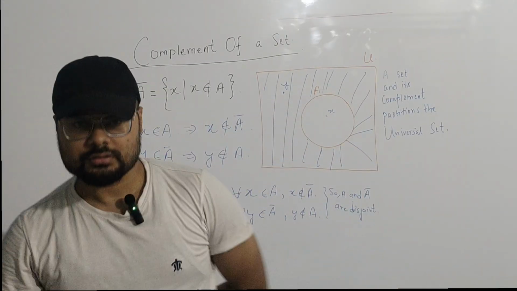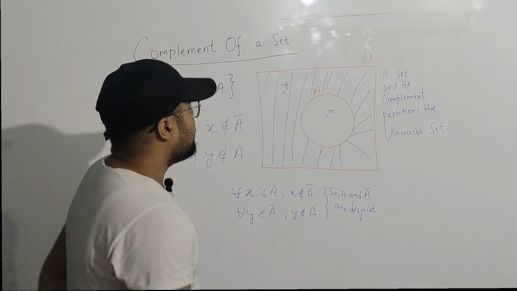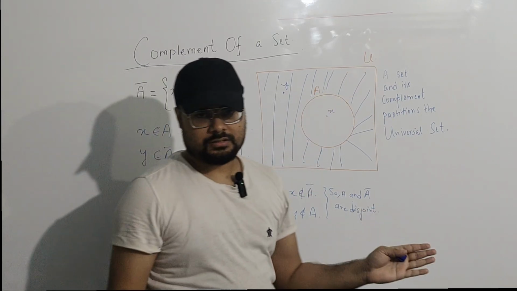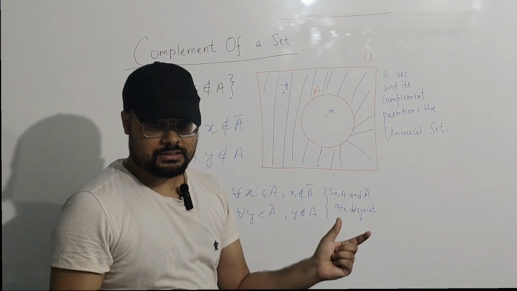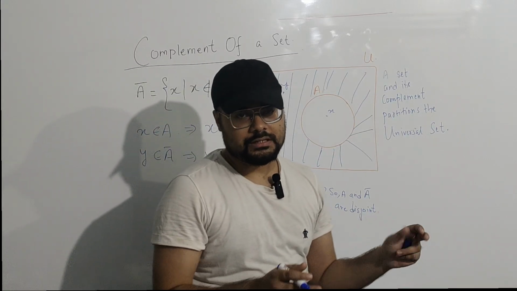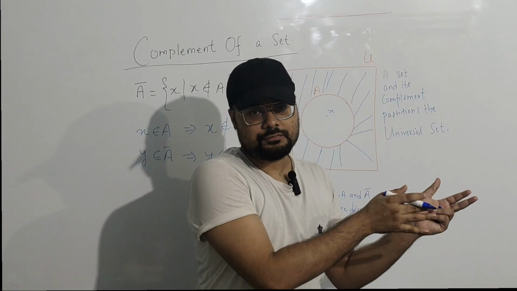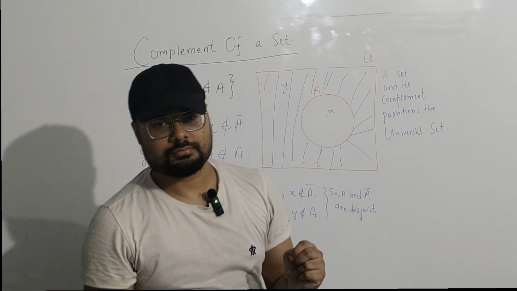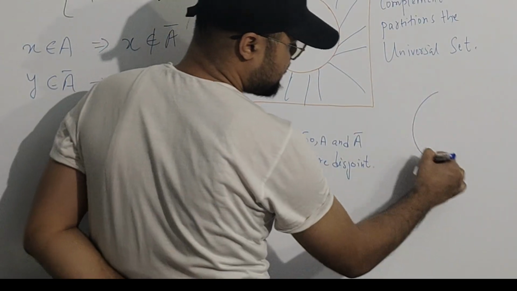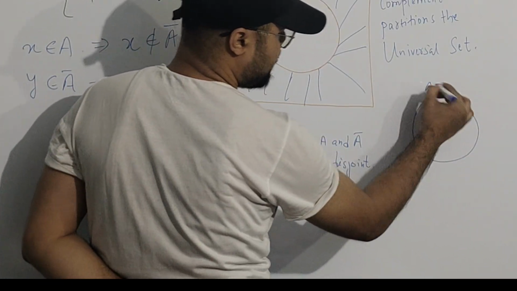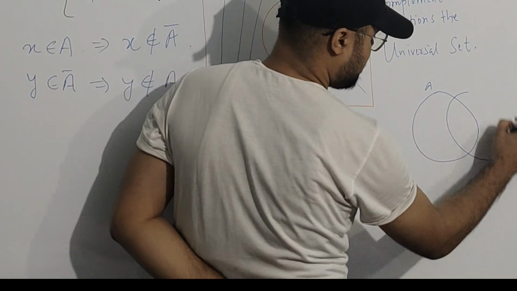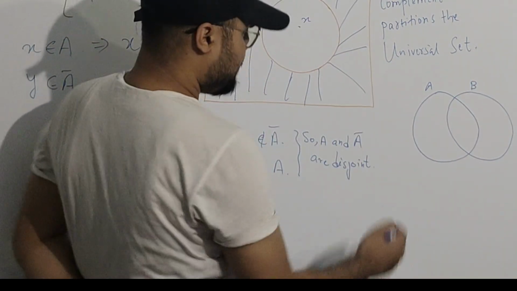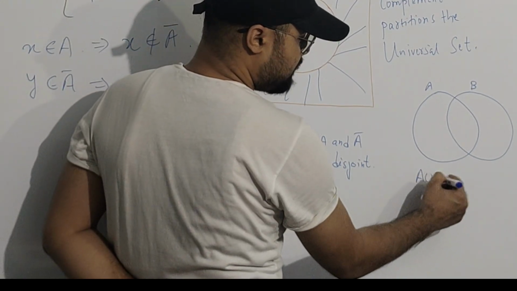What is a partition to a set? If you are dividing the set into multiple sets such that the union of all those sets will give you the set itself, but they all are mutually disjoint. If you take two arbitrary sets, this is A and this is B, you know what A union B is.